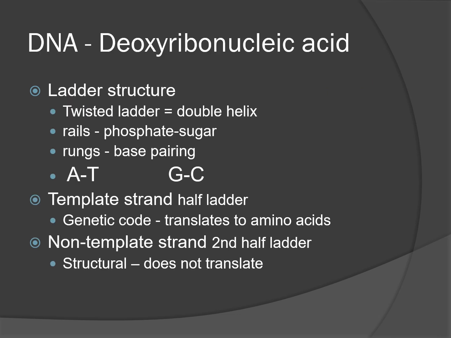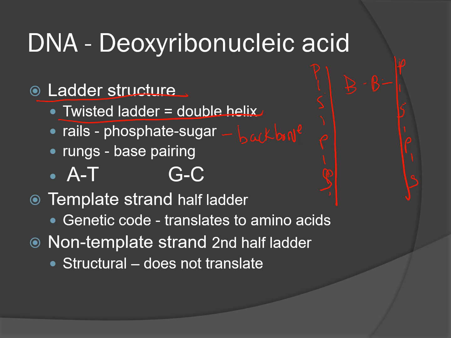So again, the DNA is a twisted double helix ladder, and the rails, which are like the side pieces, are also sometimes called the backbone. And that's phosphate and sugar. Phosphate, sugar, phosphate, sugar, phosphate, sugar. And then the middle part are the two bases. And then it's phosphate, sugar, phosphate, sugar. I'm not a very good artist.